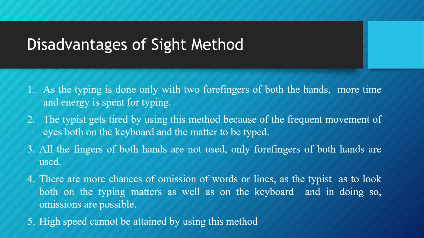All the fingers of both hands are not used. Only four fingers are used. There are more chances of omission of words or lines. Generally it happens that a user will forget in between which line has been typed or which line has to be typed. It is a general mistake generated by the sight method, and high speed cannot be attained by using this method.